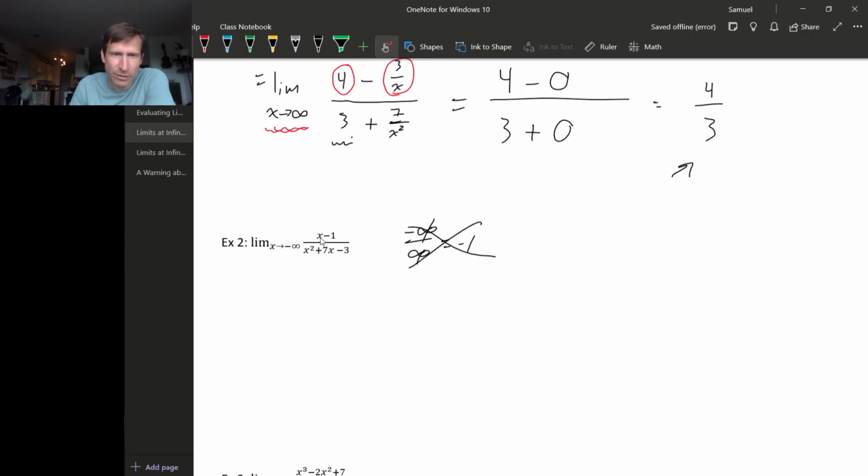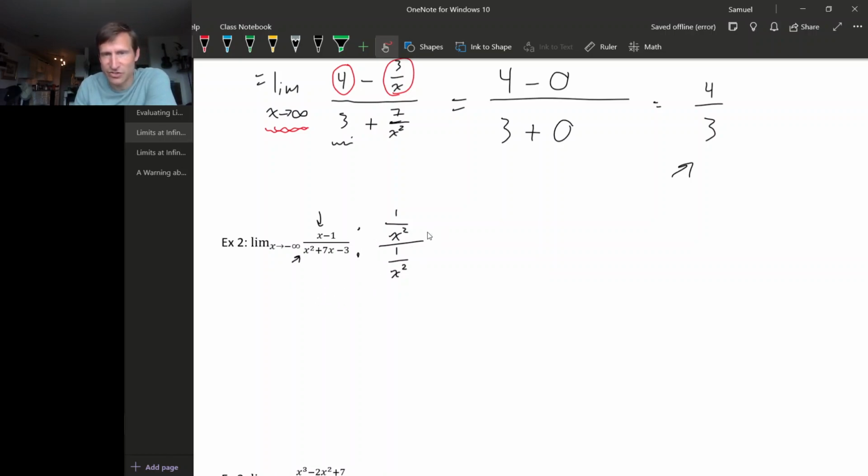And for this one, the numerator has degree 1 and the denominator has degree 2. So why don't we use that same trick where we multiply the numerator and denominator by 1 over some power of x. But it's a little unclear what power of x we should choose. Should we choose x to the first power, or should we choose x to the second power? I think either would actually work in this case. Let's do x to the second power, I guess. If one didn't work, we could just try the other one.